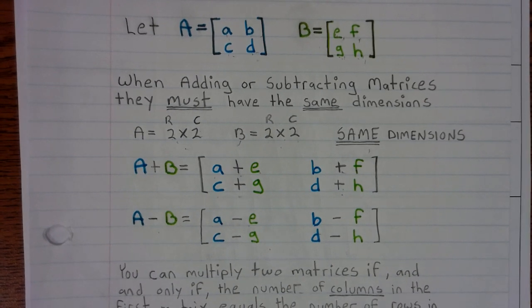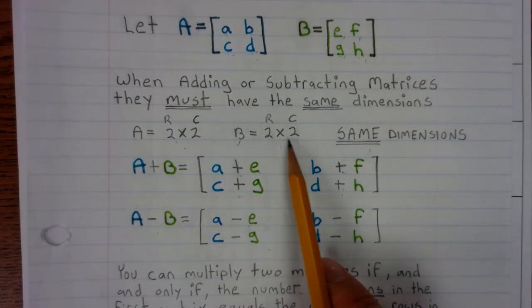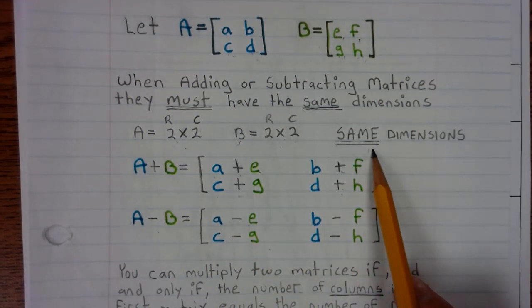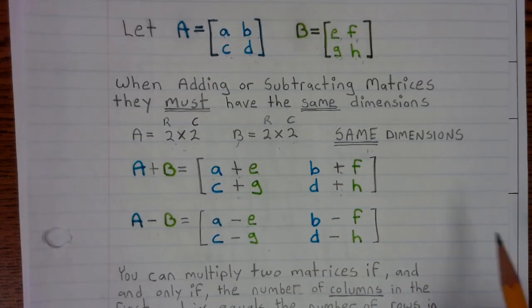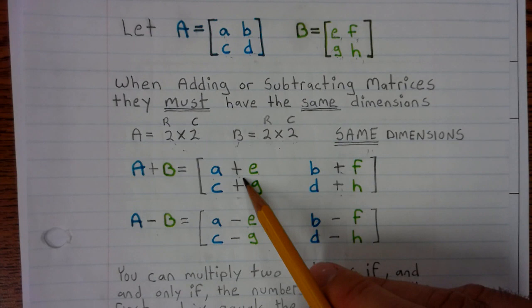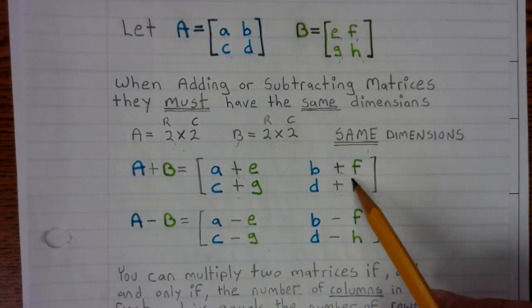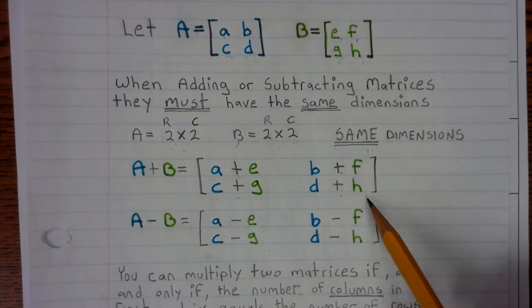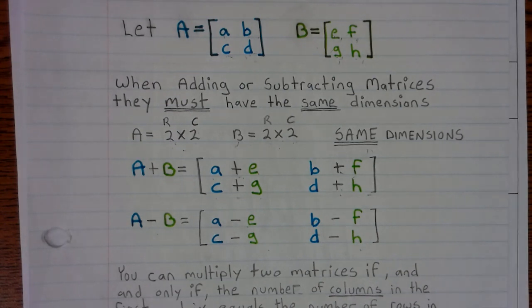When adding or subtracting matrices, they must have the same dimensions. So since A has 2 rows and 2 columns, and B has 2 rows and 2 columns, they have the same dimensions, we can add. So basically what you do is add positions. A and E are in the same position, so you add them. C and G are in the same position, so you add them. B and F are in the same position, so you add them. D and H are in the same position, so you add them. And the same goes if you're subtracting. So if you would, update that part of your notes.